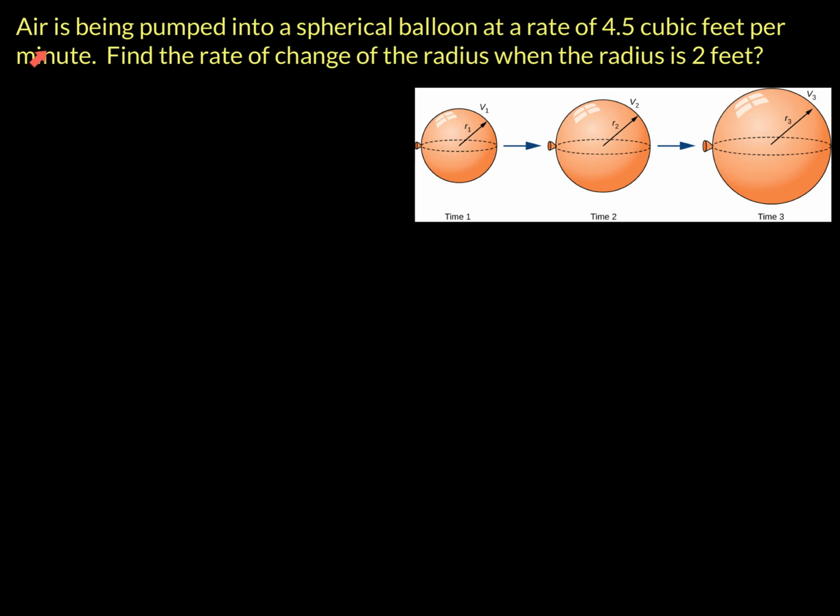What are they asking here? We have air being pumped into a spherical balloon. Okay, so we're assuming our balloon is a sphere. And it's going in at a rate of 4.5 cubic feet per minute. Stop right there. Let's see what they gave us. They're giving us 4.5, this is a rate of, so that's a derivative, 4.5 cubic feet per minute. And think of it, the air is being pumped in, so the balloon is going to look like this, and then it's going to look like this. It's getting bigger and bigger, so that is a positive rate of change. It's a positive 4.5. And it's in cubic feet per minute.